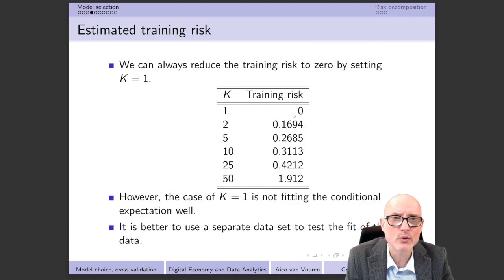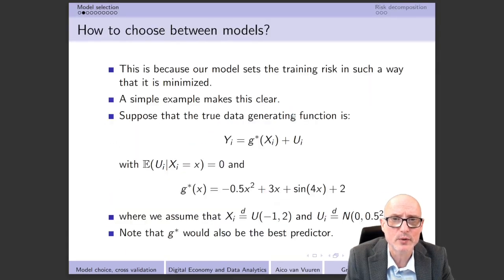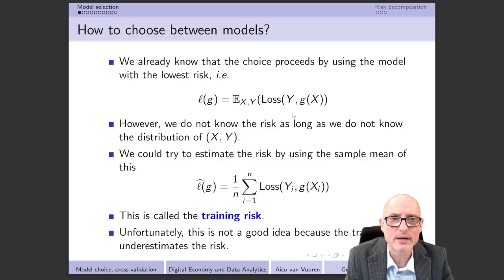Well, let me first of all look at whether it makes sense or not. That is by looking at what the training risk actually is. What we should take into account is that the training risk in our case is nothing else than the difference between what we observe, yi, and our prediction, and then taking the squares.